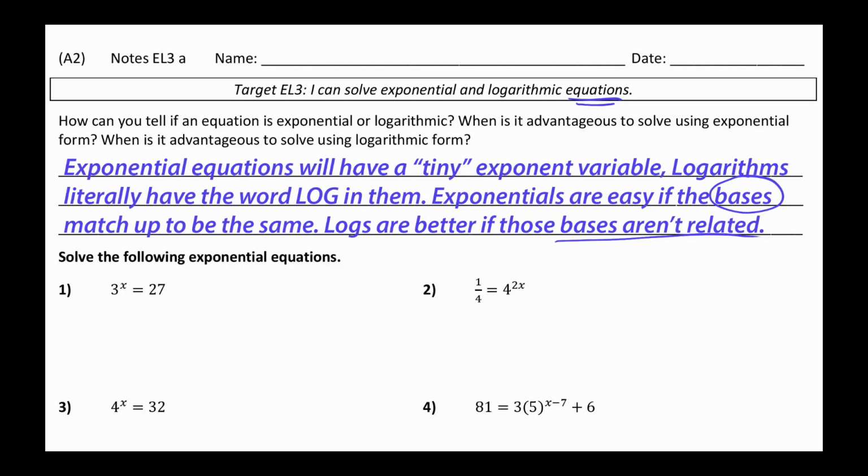Go ahead and take a minute, copy this down, and then we'll get rolling on some questions so you can see this in action.